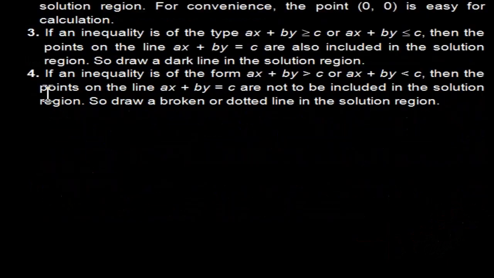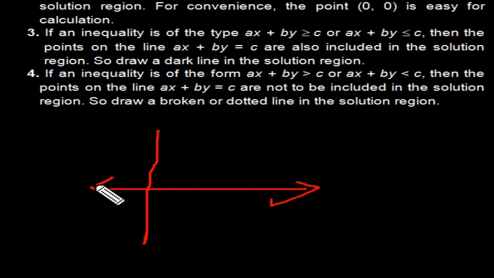Then next one is point number 4. If an inequality is of the form ax plus by greater than c or less than c, that is, we don't have the equal to, first we will consider it as equal to c, and then we will draw the line. When we draw the line, it should be a dotted line and not a straight line. You can draw it as a straight line only if you have the equal sign.